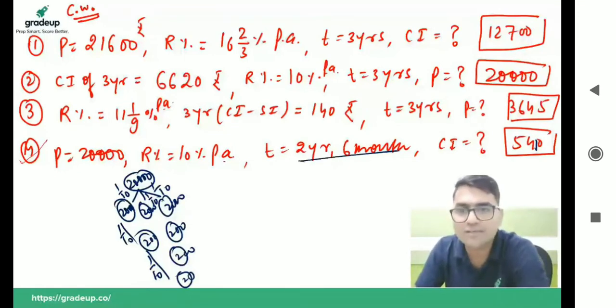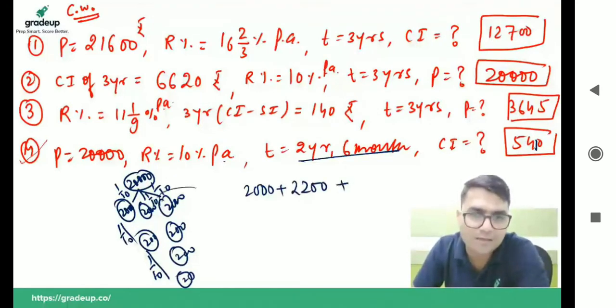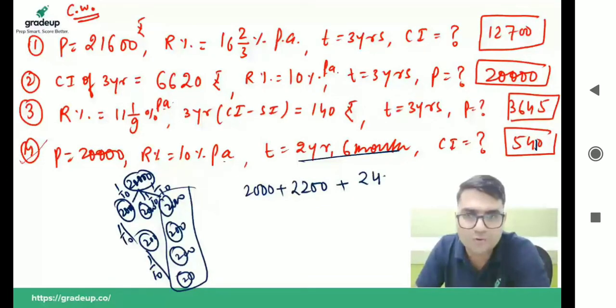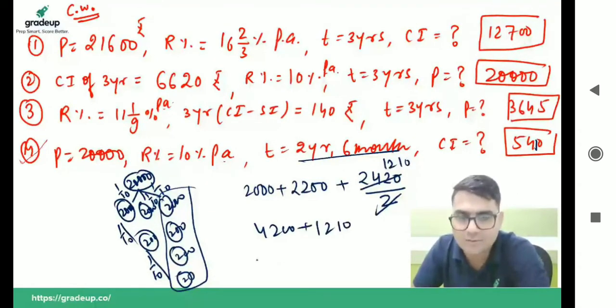Now 2 years, 6 months. First year interest is what? 2,000. Second year interest 2,200. And third year interest is 2,420, half. That is 1,210. This is 4,200 plus 1,210, and this will be 5,410. 5410 is the right answer.